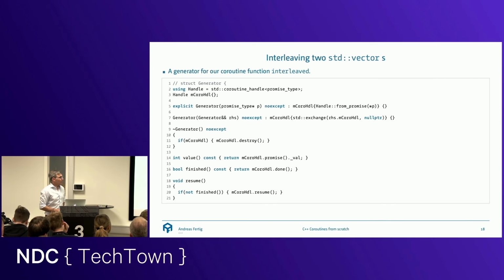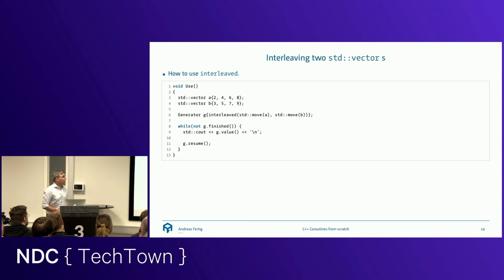I have a member function value that uses the coroutine handle's promise type to get to the value member, get that value out, and I have this additional function finished here, which checks whether my coroutine is already done or not. And I have resume here, which uses finished as the implementation previously. And if it's not finished and I call resume, I call resume on the coroutine handle. So I added a little bit of abstraction here. So this is my generator, my wrapper type.